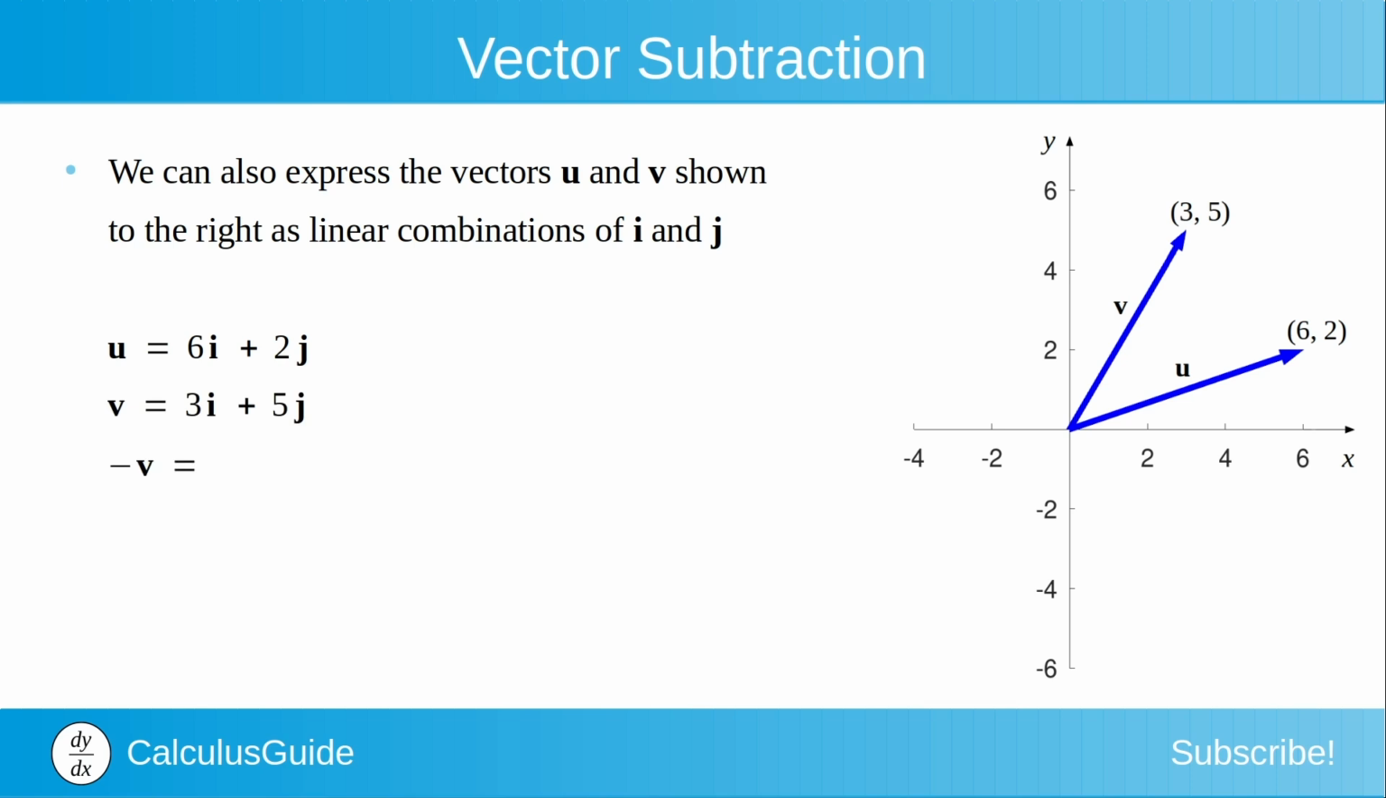The vector minus v is equal to the scalar minus 1 multiplied by the vector v. This is equal to minus 1 times 3i plus minus 1 times 5j. Minus 1 times 3i is equal to minus 3i, and minus 1 times 5j is equal to minus 5j. So we've calculated that the vector minus v is equal to minus 3i minus 5j. This vector is now shown to the right.